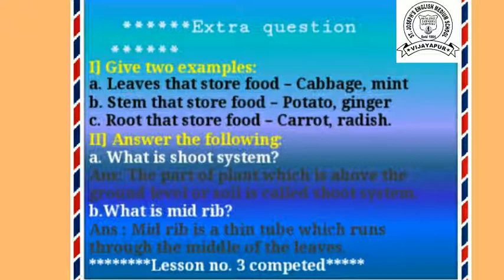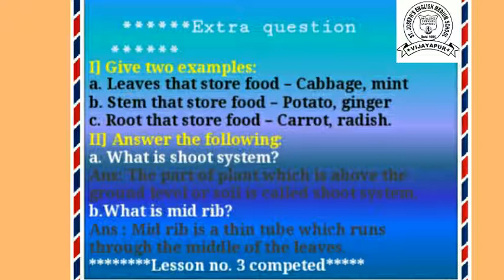Now the extra question answers. So children, these questions are not in your textbook. These are extra. So the first extra question, give two examples. First one, leaves that store food. In which plant can leaves store food, children? Example, cabbage, mint. Another example, which one? Fenugreek, spinach. These are also leaves which are eaten as a vegetable or food.